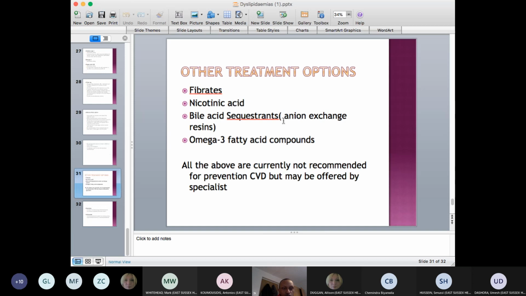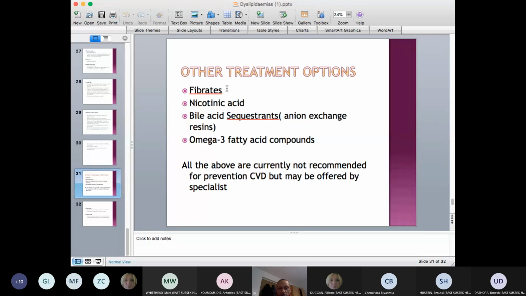medication which is available. So there are other treatment options, although they are not mainly recommended, especially in the UK. There are fibrates, nicotinic acid, bile acid sequestrants, and omega-3 fatty acid compounds. You're going to ask me, fibrates actually can be used, but under specialist guidance, and they tend to be especially for people who have got triglycerides, which are likely to cause either pancreatitis or at risk of causing other problems.